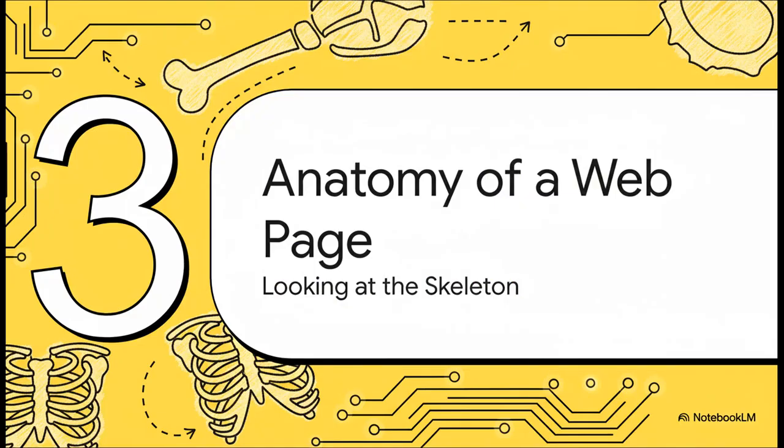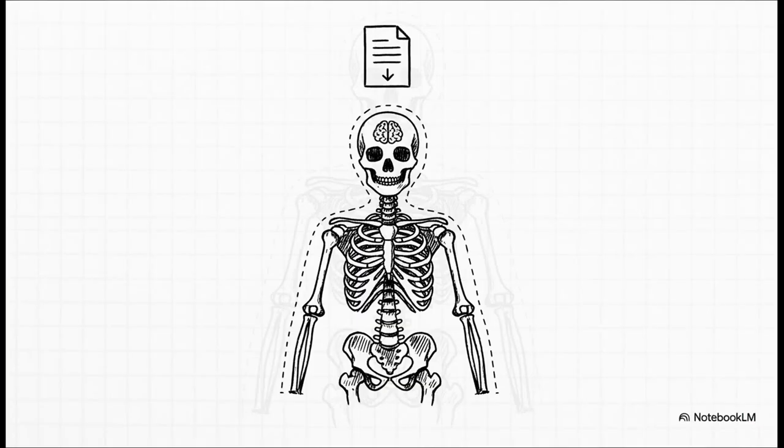All right, so we know where the page lives. Now it's time to do a little digital dissection. Let's take a look at the actual skeleton itself. So here's the thing. At its core, every single HTML page has the exact same basic anatomy. You've got the head, which is like the brain doing all the invisible thinking, and then you've got the body, which is everything you can actually see and click on.